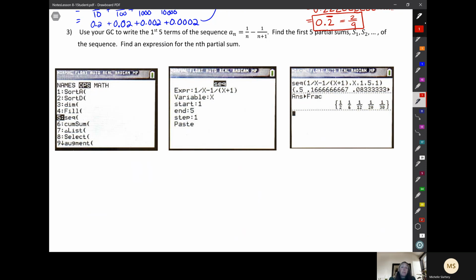Okay, so to find the first 5 terms of the sequence, what we need to do is use our calculator. And now I'm forgetting where we go on our calculator.